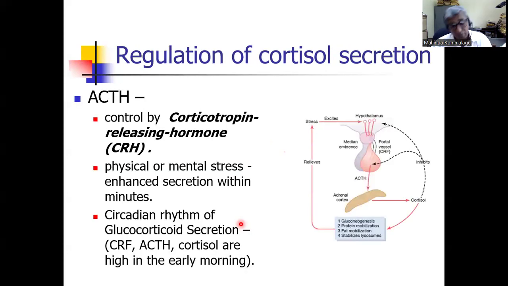Regulation of cortisol is simple, not like aldosterone. ACTH comes from the pituitary. ACTH is under the control of corticotropin releasing hormone, and ACTH acts on the adrenal cortex and releases the cortisol, right? So it's a directly pituitary controlled hormone through the ACTH. Not like aldosterone. Aldosterone is regulated by some other mechanism, the renin-angiotensin system, and so on.